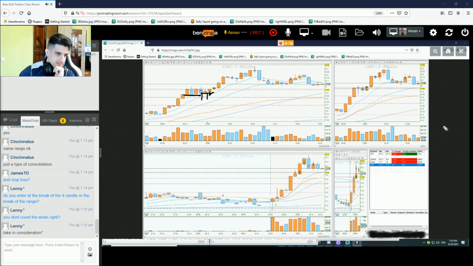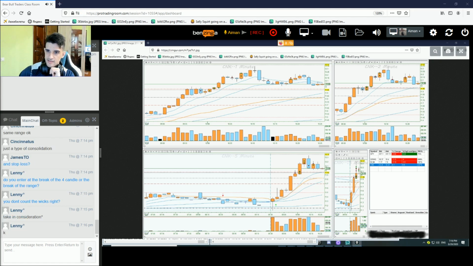The wicks are counted in this case if they are all touching the same level to the penny. In this case, wicks are counted. If it's been only 1 wick, let's say this is it here, this is 1 wick, but then the rest of the candles are holding the range, I will not wait for the break of the wick. I will wait for the break of this range somewhere there.